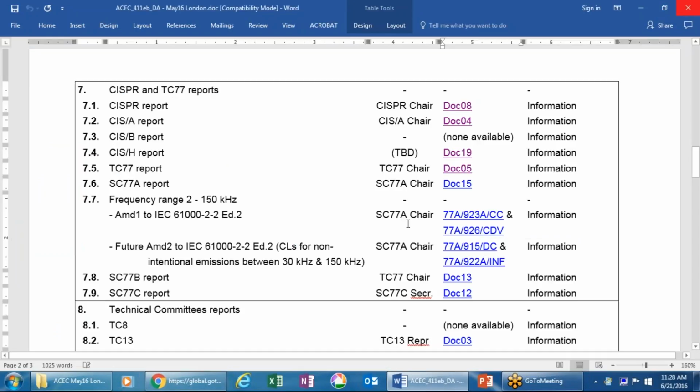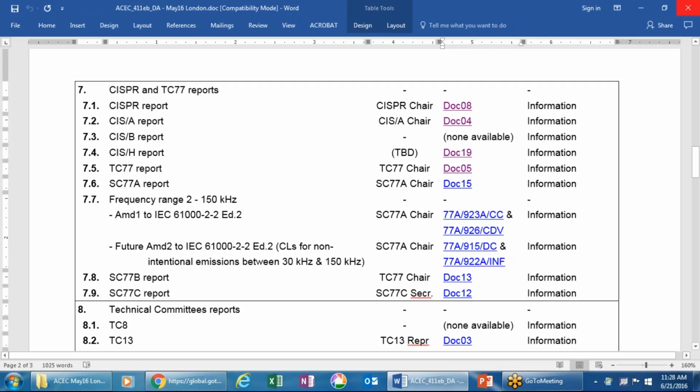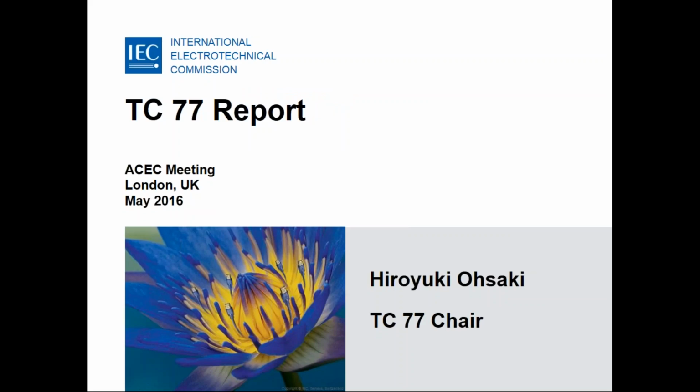Now we're going to shift over to 77 on EMC, and I'll give the 77 report, and then I'm going to spend a little time on the subcommittee B, but I would like to at least start off with the parent committee information.